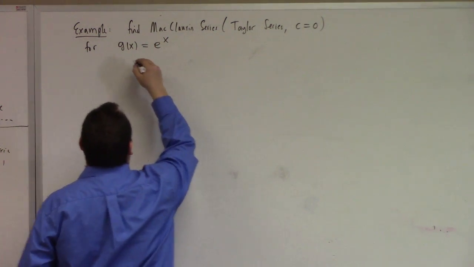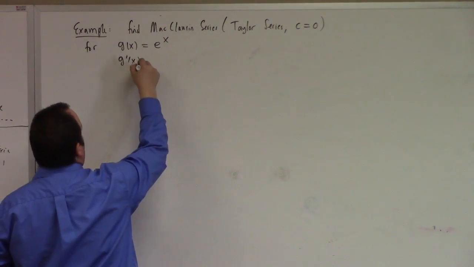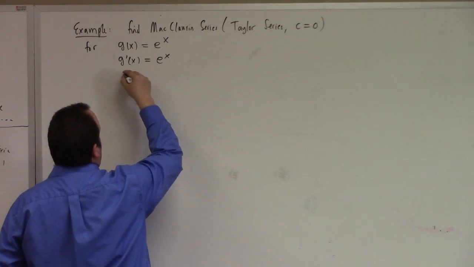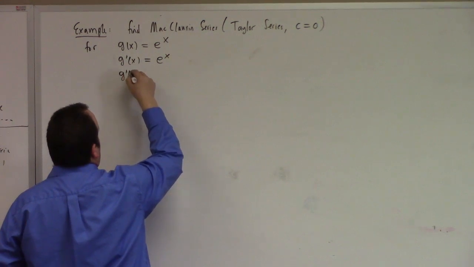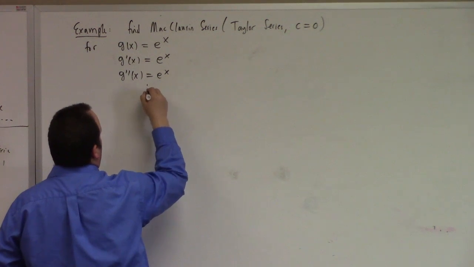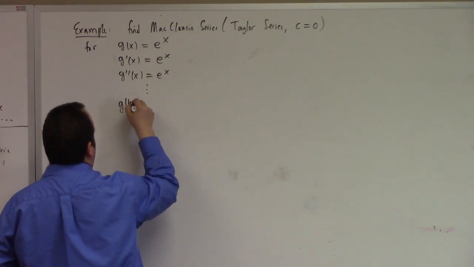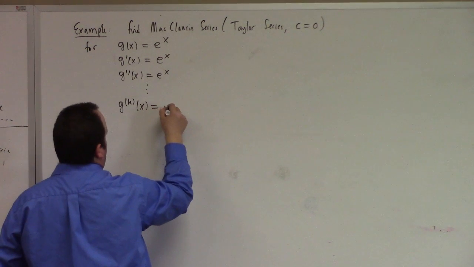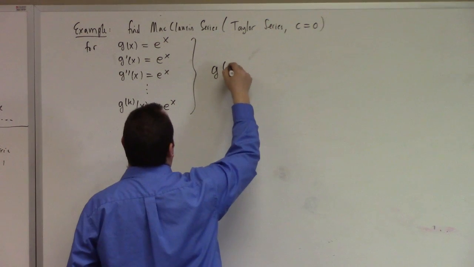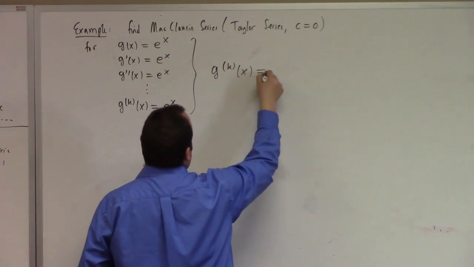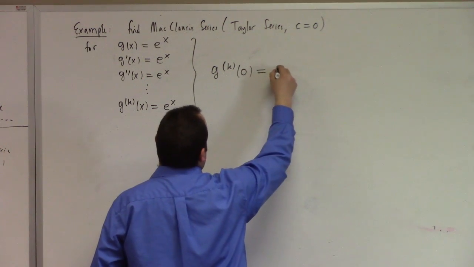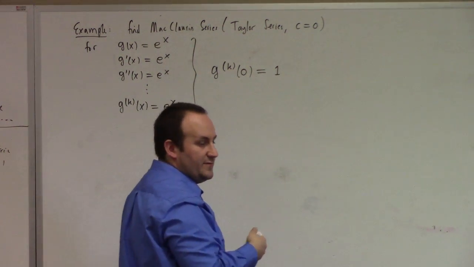All right, what's the first derivative? What's the second derivative? Okay. You see where this is going. The kth derivative is equal to e to the x. Okay, so basically, let us stick a fork in it. Well, let's plug in 0, right? It's 1, I mean, for all k.